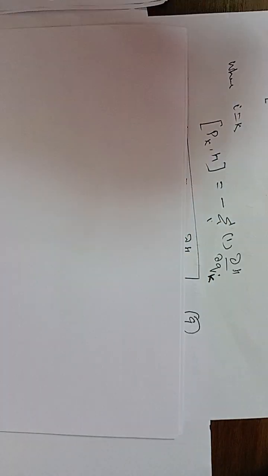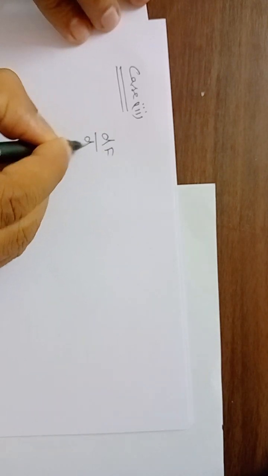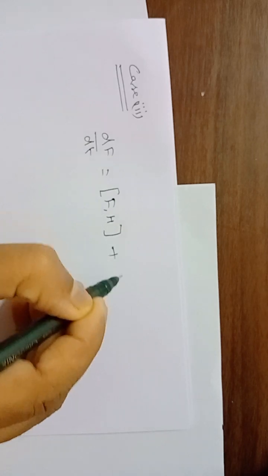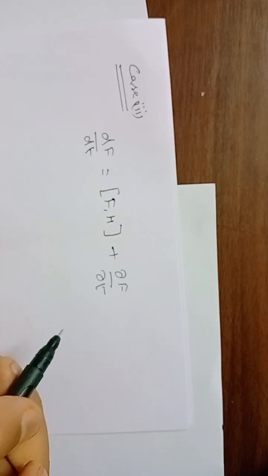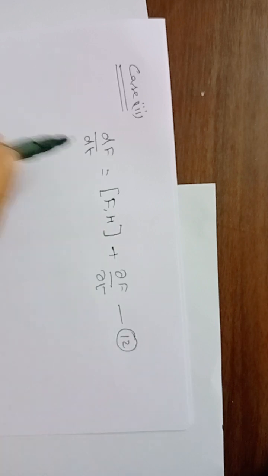In the place of f you substitute h, that is case 3. In case 3, you take this equation, df by dt, that is equal to the Poisson bracket of f comma h plus dou f by dou t. This is the Poisson bracket equation we already saw. This is equation number 12. Here in case 3, you substitute f is equal to h.